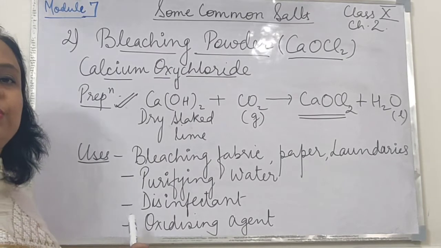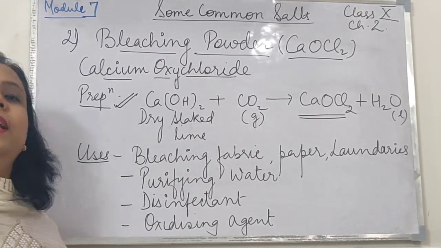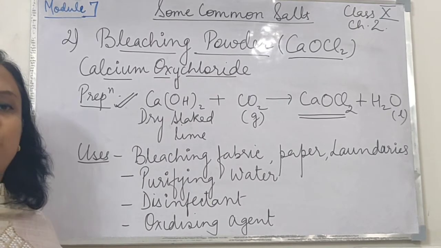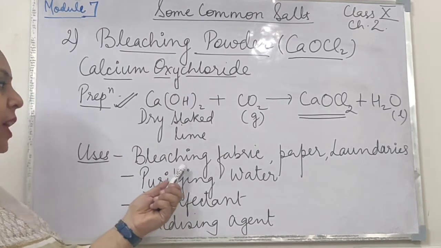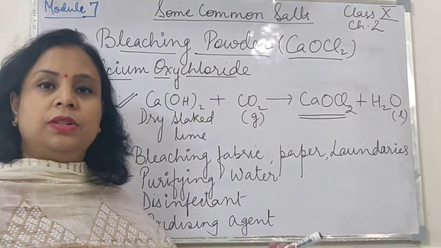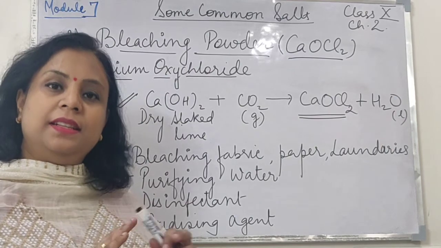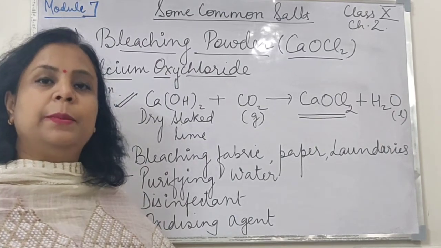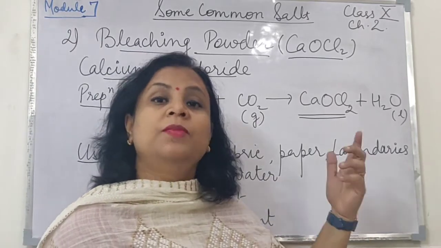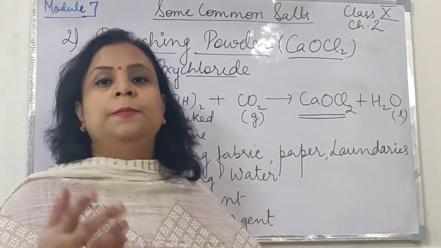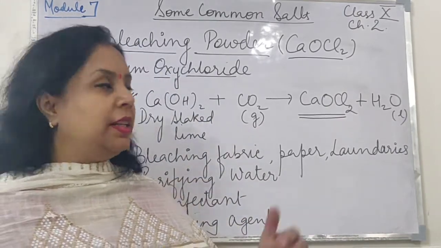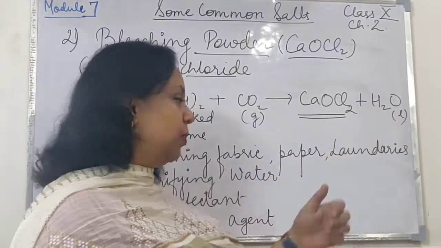Now let us come to the uses of bleaching powder. The name only indicates what bleaching means, children. Bleaching means to fade off or decolorize. So bleaching of fabrics in the textile industries, paper, because once the wood pulp is collected, it is bleached and then the paper is formed, and it is also used in laundries for cleaning purpose. You must have heard about the advertisements of Ala and so many other commercial bleaches also. They contain this calcium oxychloride.